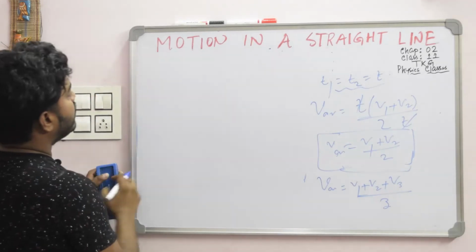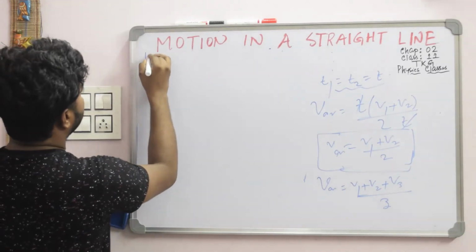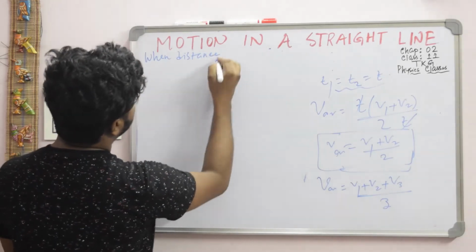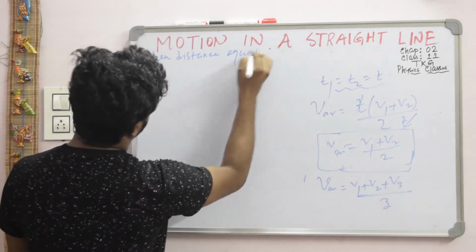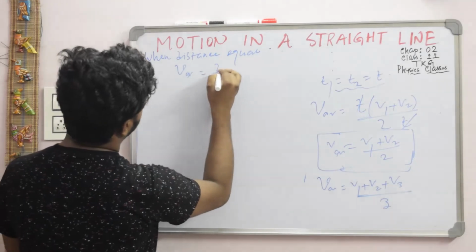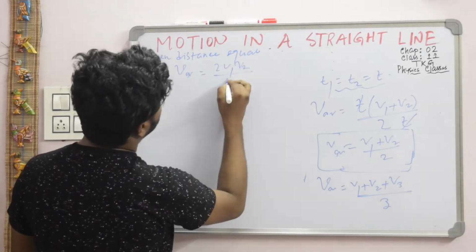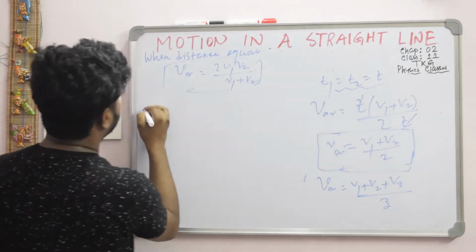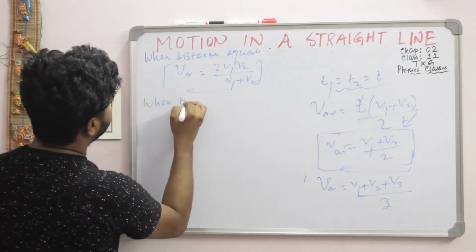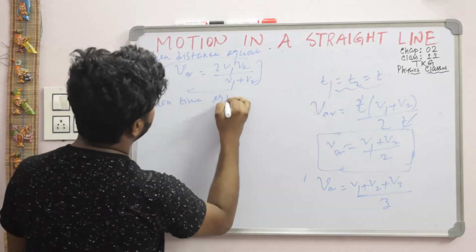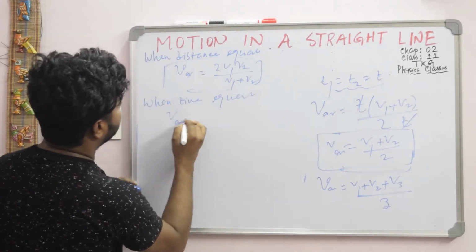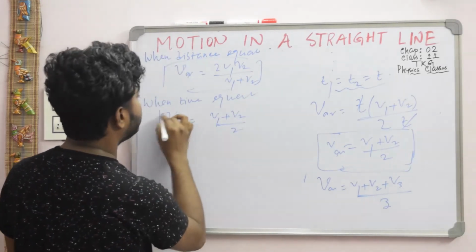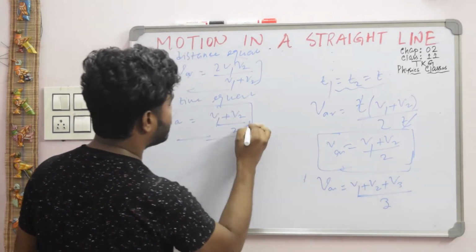So what is the formula? When distance is equal, the average speed formula is 2 V1 V2 divided by V1 plus V2, and when time is equal, for 2 cases the formula will be V1 plus V2 divided by 2. This is the formula. This is a small trick.